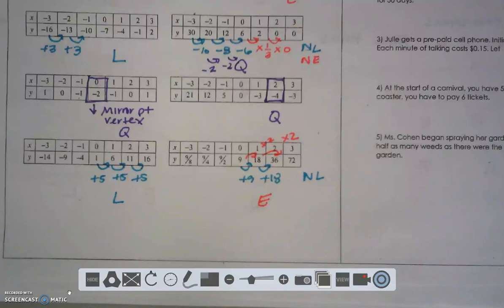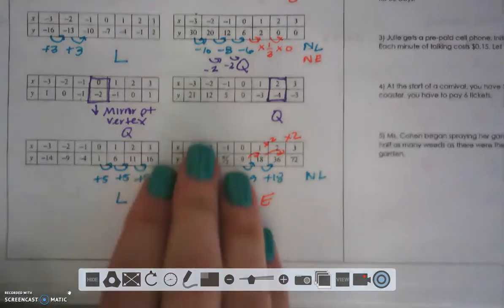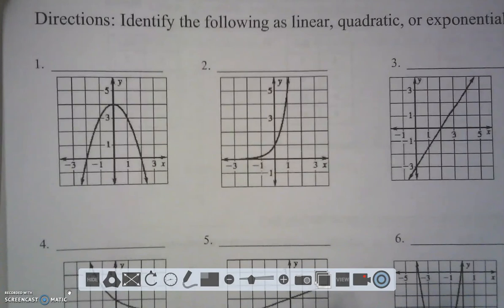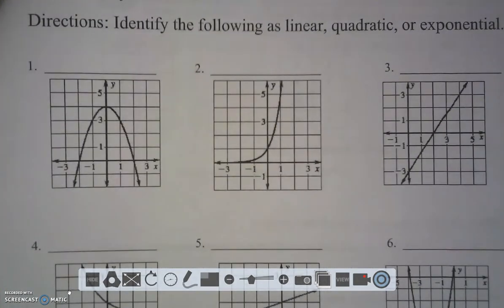We will focus on the second half of this page later. I just want you to be able to identify linear, quadratic, and exponential by either an equation, a graph, or a table. We're at the conclusion of our notes, but I would like you to finish off by completing this page. With those notes, can you identify those 10 questions as either linear, quadratic, or exponential?